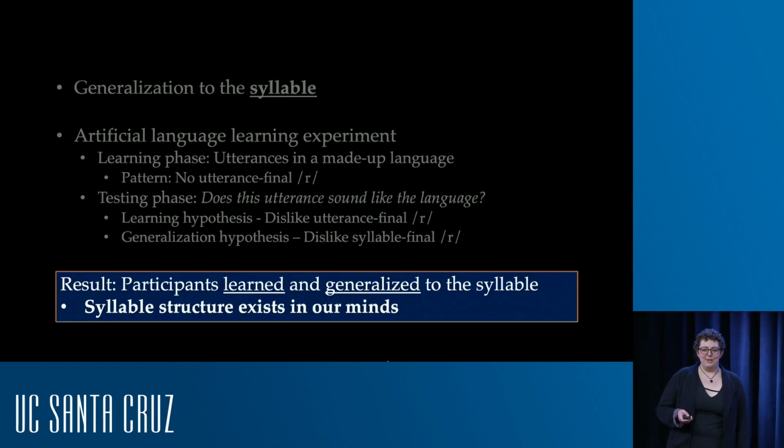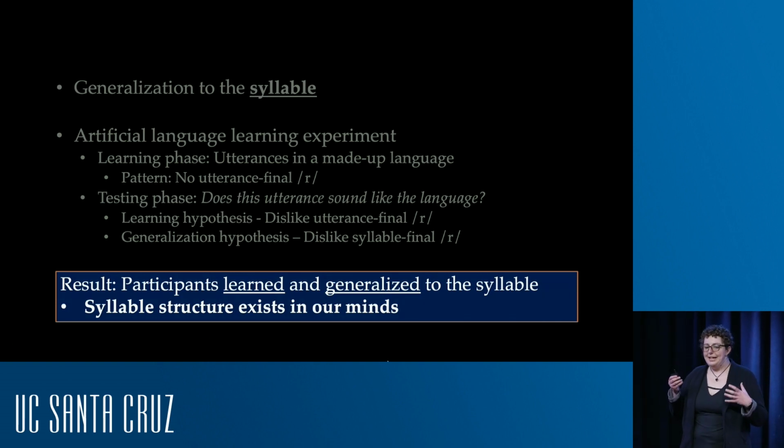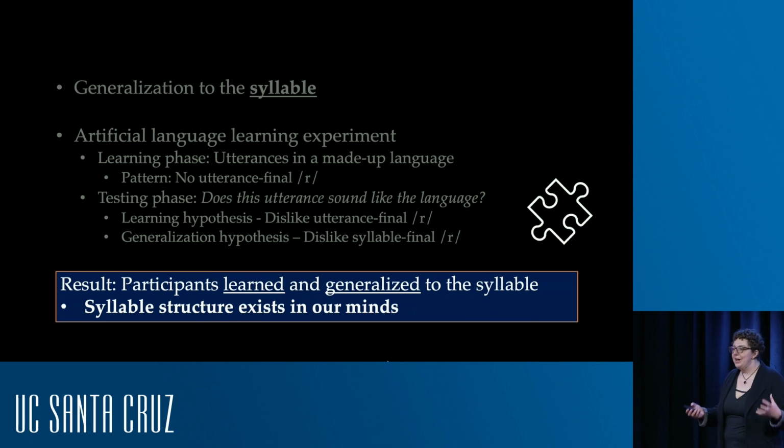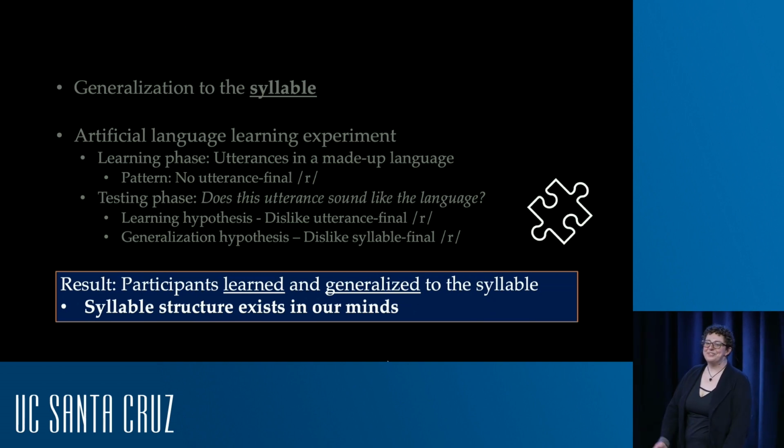The results of my experiment were that participants did show evidence of learning the pattern and also generalizing it to the syllable level. And this suggests that syllable structure does exist in our minds, which is just one small piece of the puzzle of how humans do language.